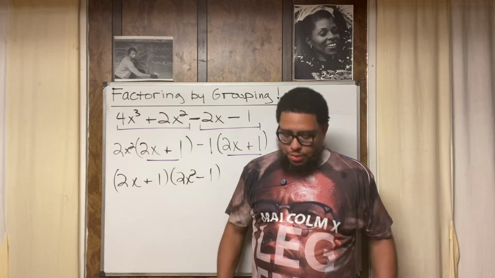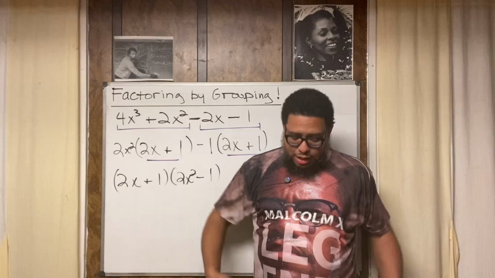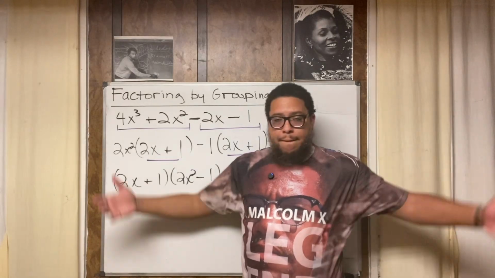All right. So yeah, we out here. We out here using factoring by grouping. I got one of my Malcolm X t-shirts on, you know.